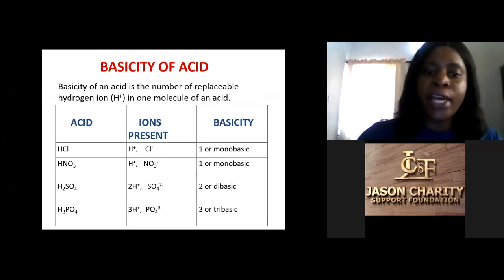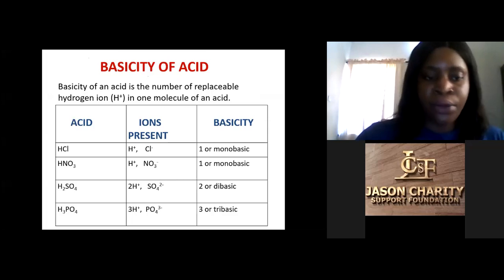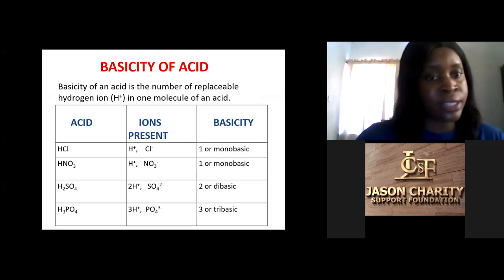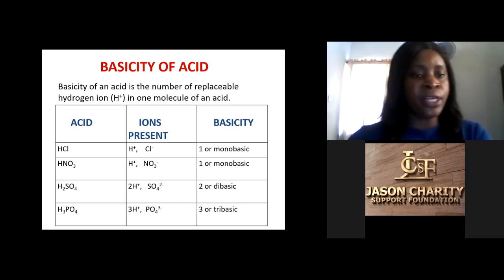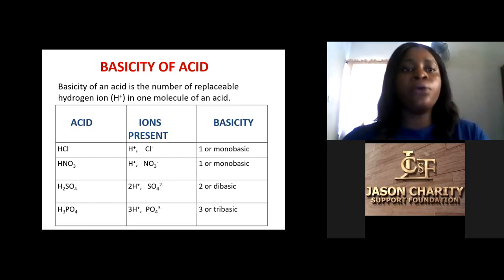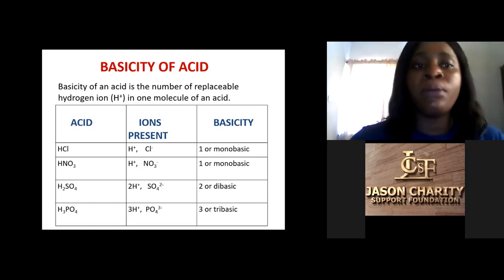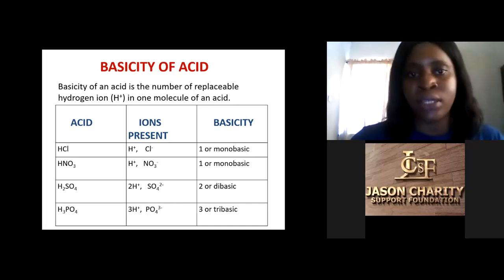Okay, so here I have a table containing the basicity of an acid. I know you are familiar with certain acids in science. A common one is HCl. Another one is tetraoxosulfate 6. Now, the basicity of an acid basically means the number of replaceable hydrogen in one molecule of the acid.